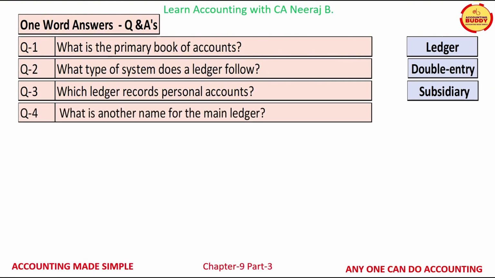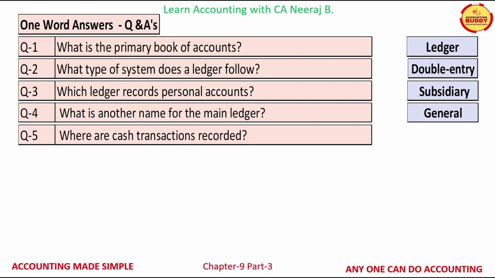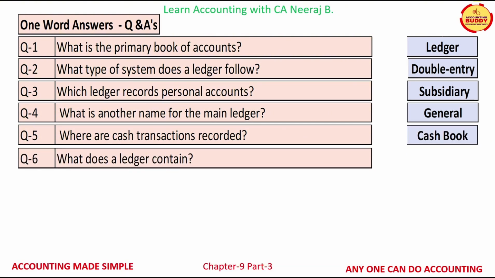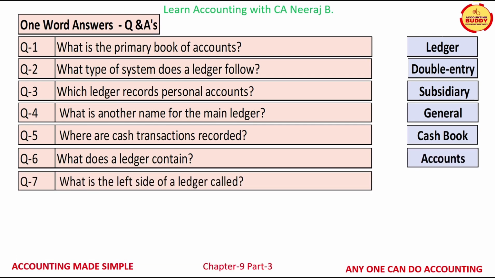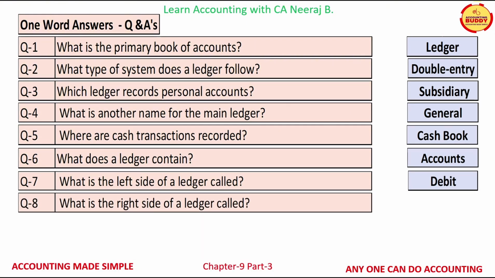Question number four, what is another name for main ledger? The answer is journal ledger. Question number 5, where are cash transactions recorded? The answer is cash book. Question number 6, what does a ledger contain? The answer is accounts. Question number 7, what is the left side of a ledger called? The answer is debit side. Question number 8, what is the right side of the ledger called? The answer is credit side.